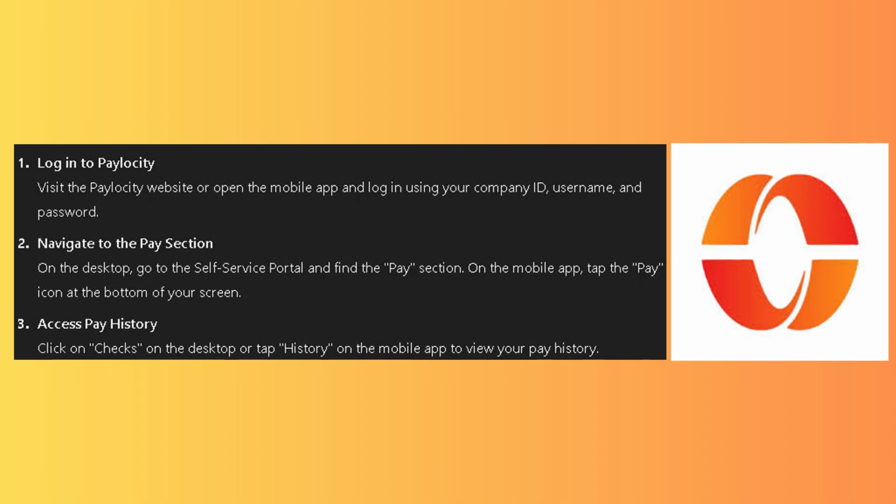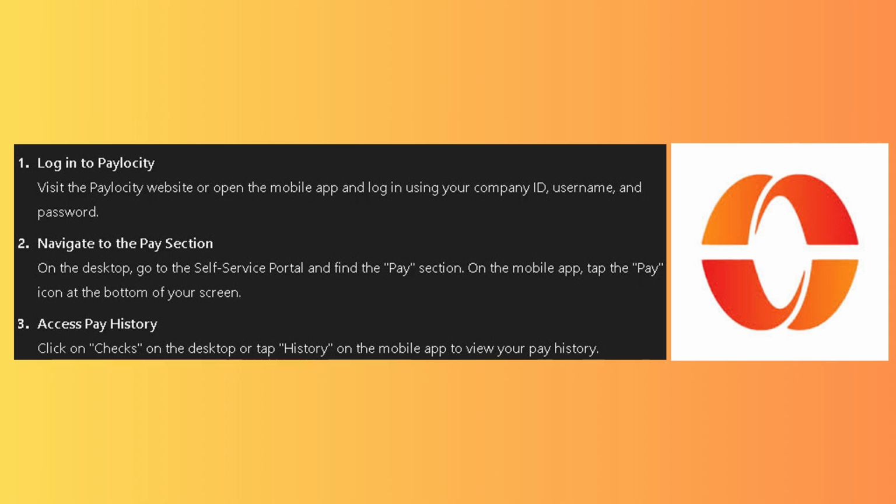First, log in. Visit the Paylocity website or open your mobile app and log in using your company ID, username and password. Then, navigate to the Paylocity section. On your desktop, go to your self-service portal and find the Pay section. On the mobile app, tap the Pay icon at the bottom of your screen.